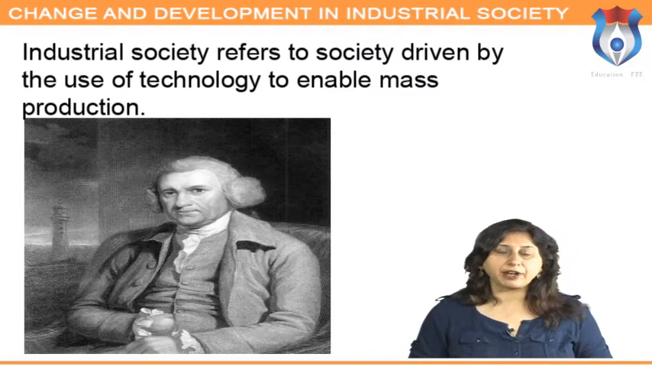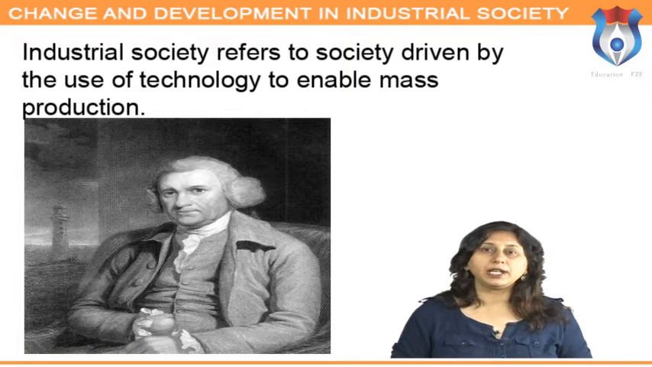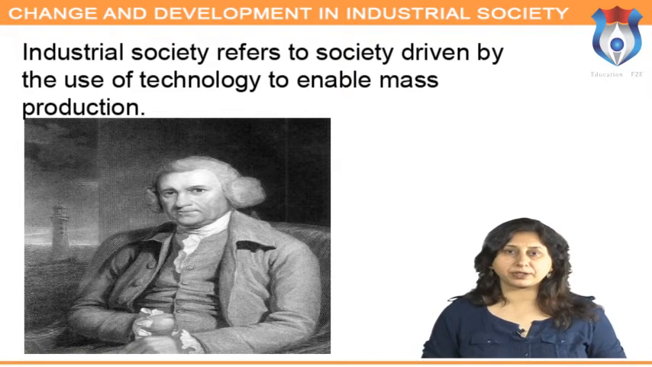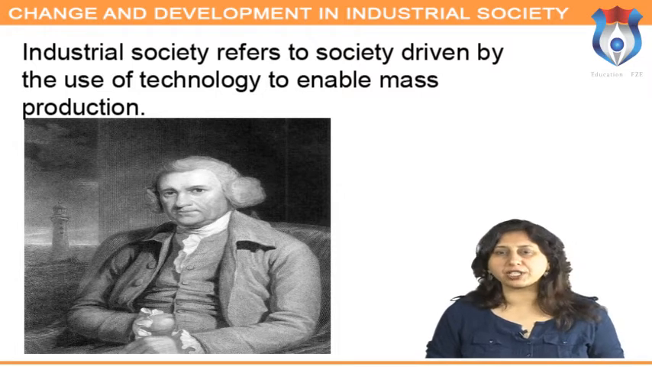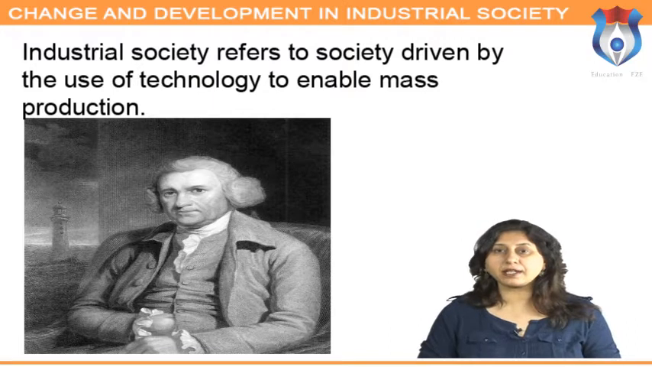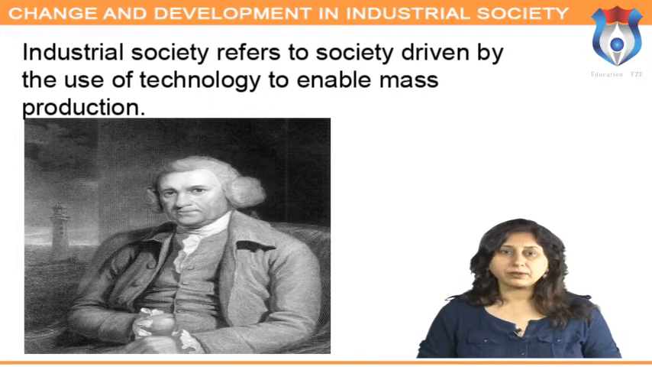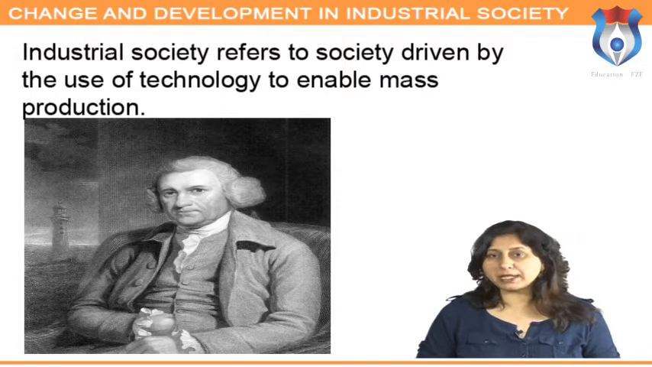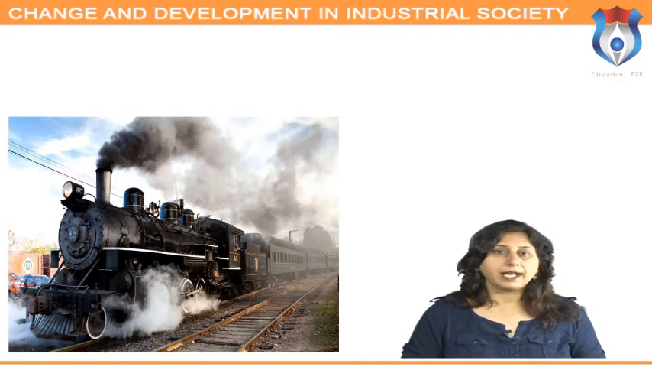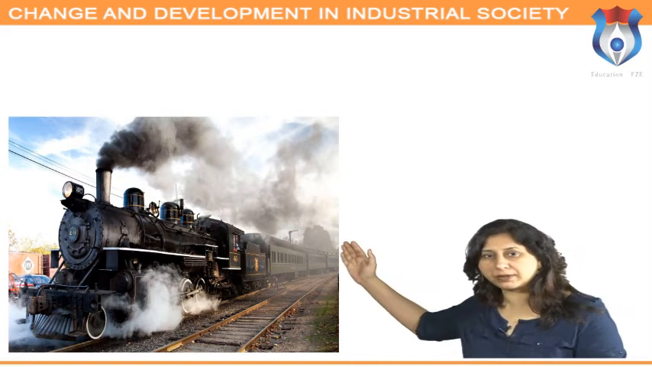Industrial society refers to society driven by the use of technology to enable mass production. 18th century Britain saw a wave of gadgets giving rise to engineers, mechanics, and thinkers to invent and design new machinery, such as John Smeaton, Joseph Bramah, Richard Roberts, etc. Technological breakthrough can be explained as given in the picture.